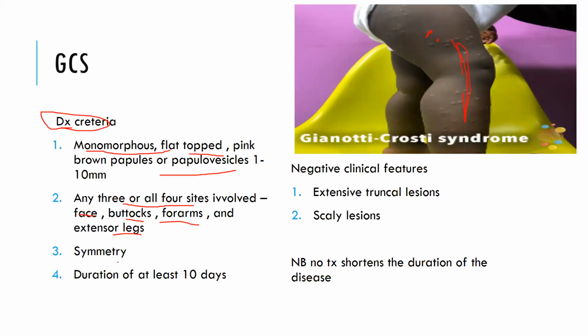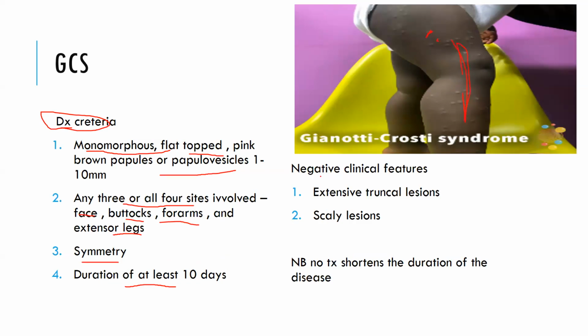Then symmetry, meaning that the rash should be on either side of the body, left and right, and it should have stayed for about 10 days or more. And we say 10 days because we see other viral exanthems that usually are there for maybe a week or maximum 2 weeks, and then they disappear or resolve. But Gianotti-Crosti should be diagnosed if someone has had the rash for at least 10 days on presentation.